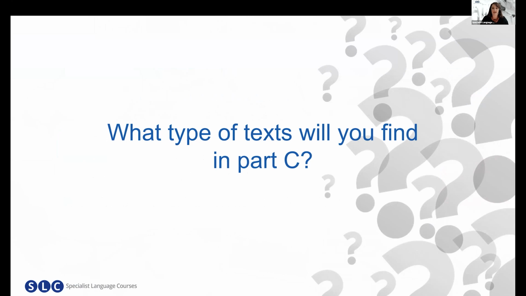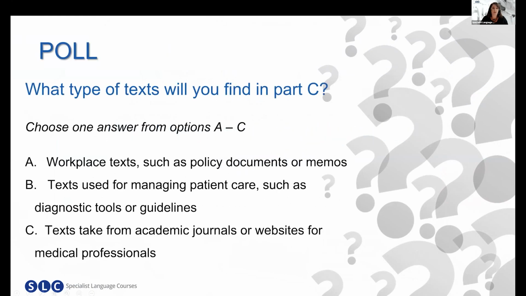So I have a question for you. So my question is, what types of texts will you find in Reading Part C? So we're going to do a little poll here. So you can see 3 statements on the screen. What type of text will you find in Part C? Do you think it's A or B or C? So have a little think, and then I am going to launch the poll. So choose your answer on the poll, A, B, or C. So the poll should come up on your screen. Choose your answer from the poll.